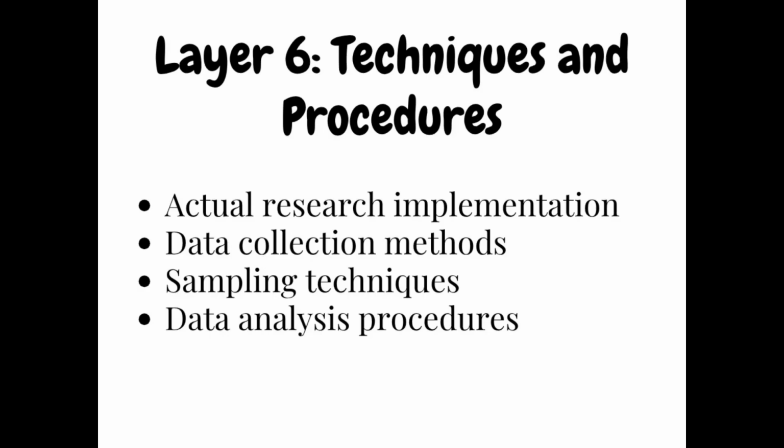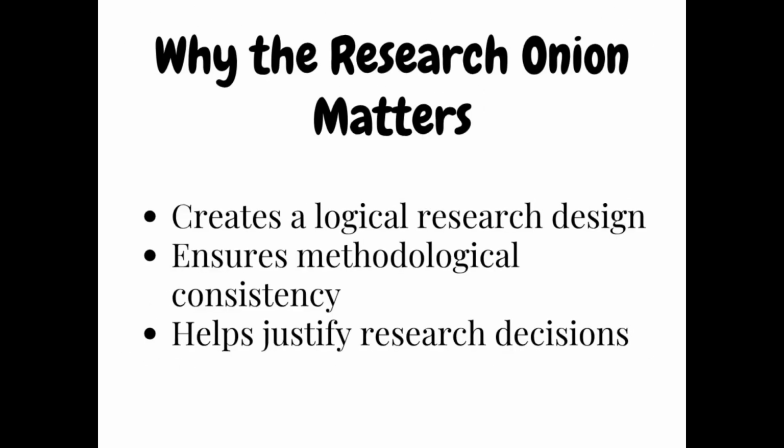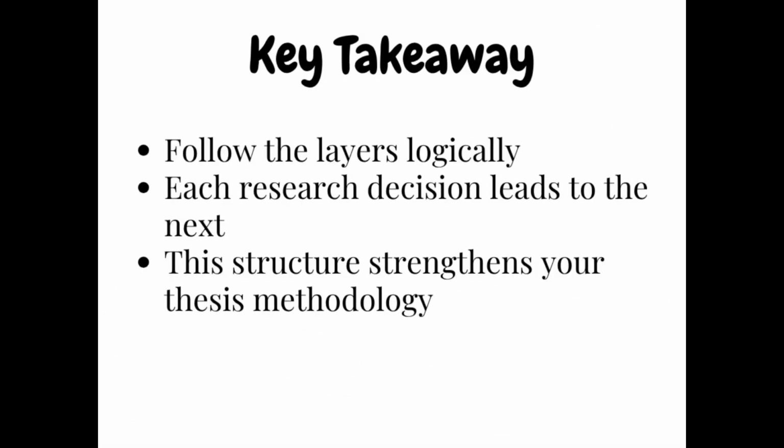The research onion may appear complex at first, but its purpose is simple. It organizes research decisions into a logical sequence. Instead of making random methodological choices, you move layer by layer from philosophy to procedures. When your methodology follows this structure, your thesis becomes easier to explain, easier to defend, and much easier to write.